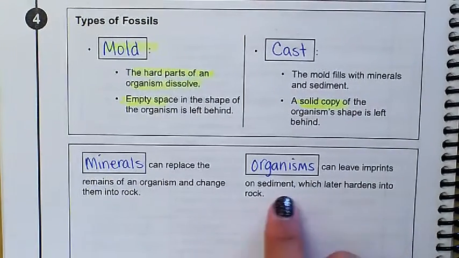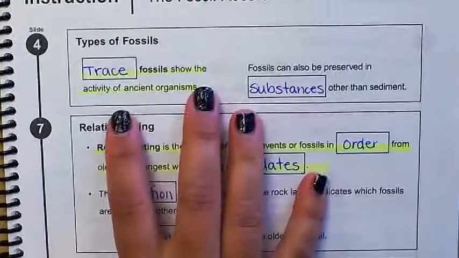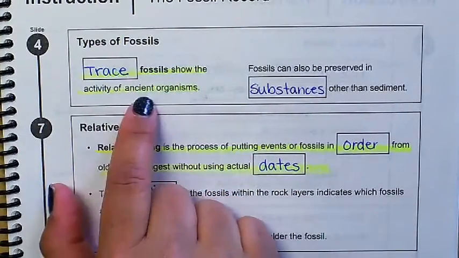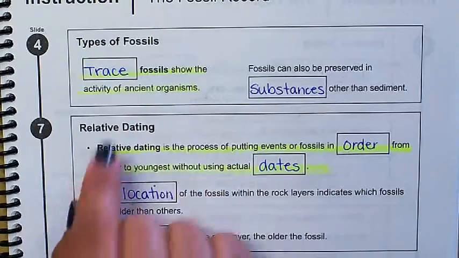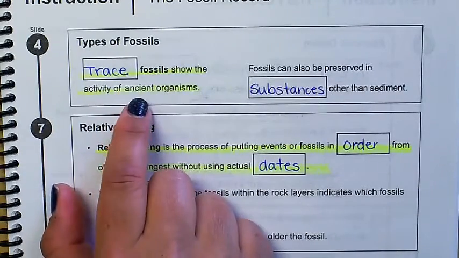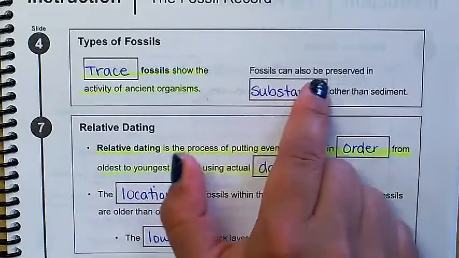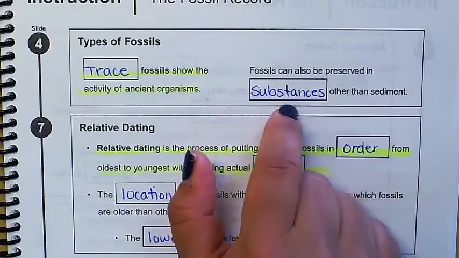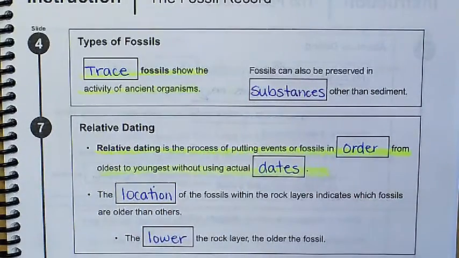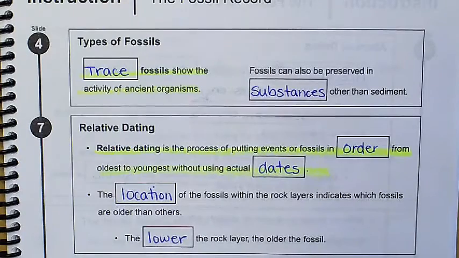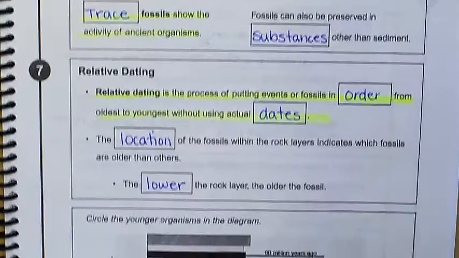So if you remember, that's trace fossils, and I believe that's where we're going on the next page here. So trace fossils show the activity of ancient organisms, like a footprint or scat or just a burrow, something like that. Fossils can also be preserved in substances other than sediment. So that's when we learned about the amber fossils or the tar fossils, the permafrost and ice, ways that they are also preserved. Then we go into how do we actually date them.